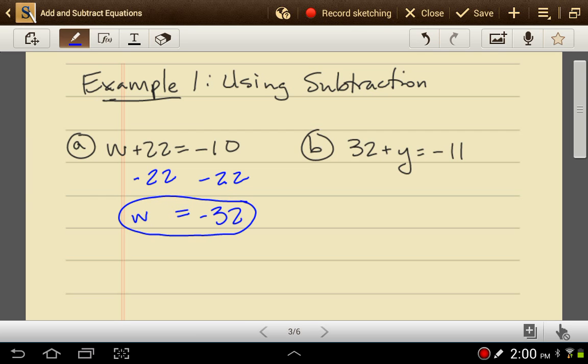Okay, for the second example, I'm going to do the same thing. This time I have 32 plus Y equals negative 11. So this time, I want to get Y by itself.